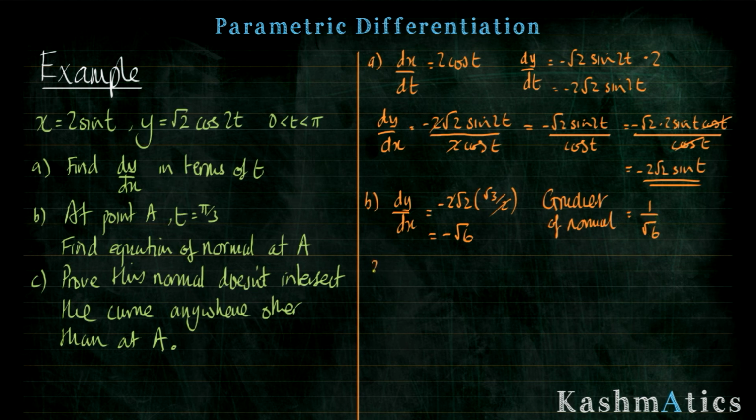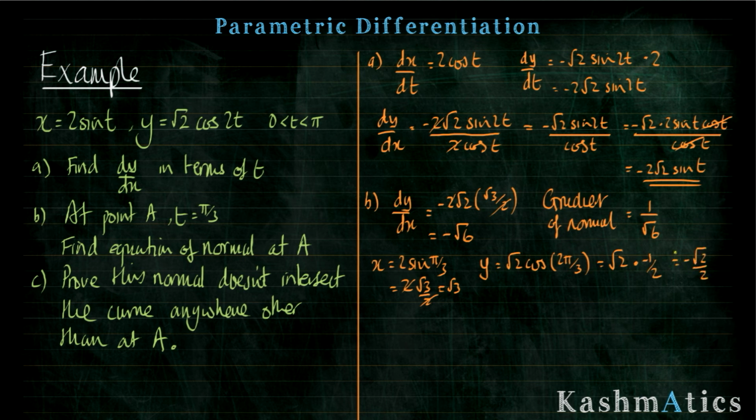So my x value will equal 2 sine pi over 3, which is going to equal 2. Now the sine of pi over 3 is root 3 over 2. So that'll just equal root 3. And the y value will be root 2 times the cos of 2t. So the cos of 2 pi over 3, which would equal root 2 multiplied by minus a half, which is minus root 2 over 2.